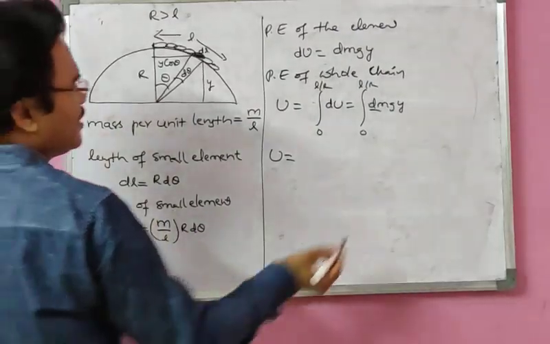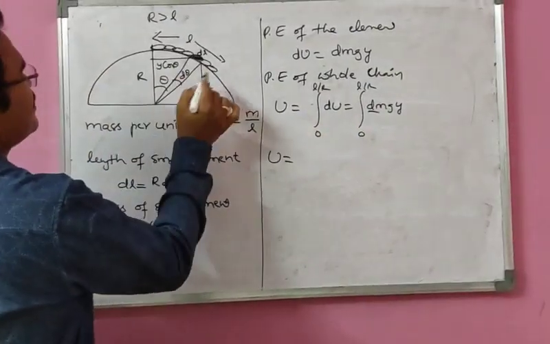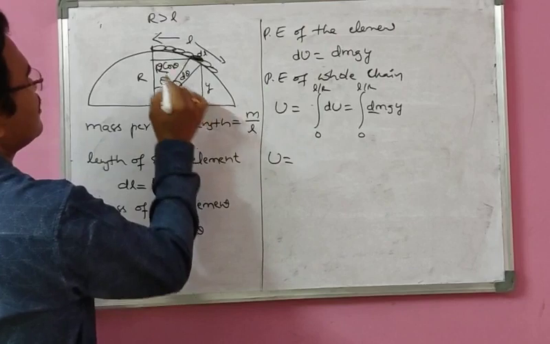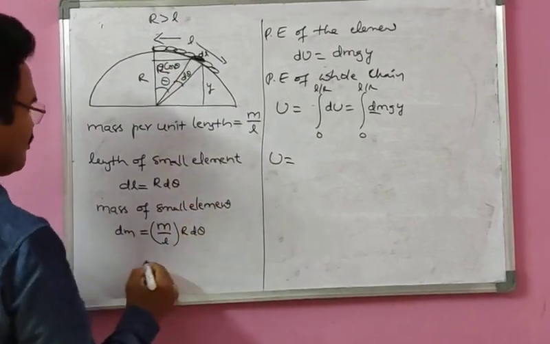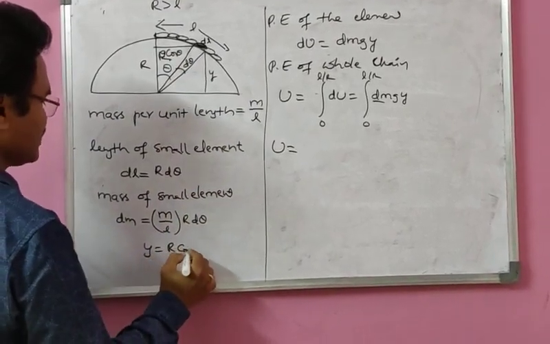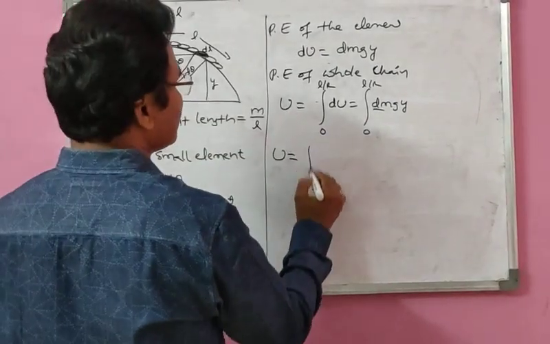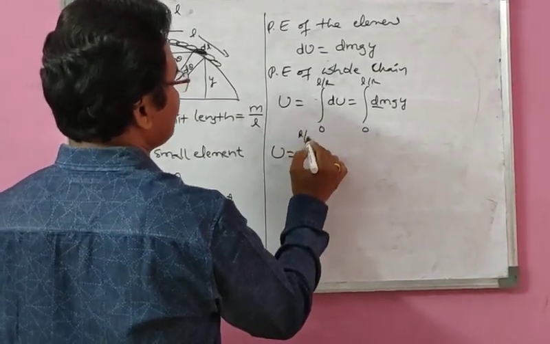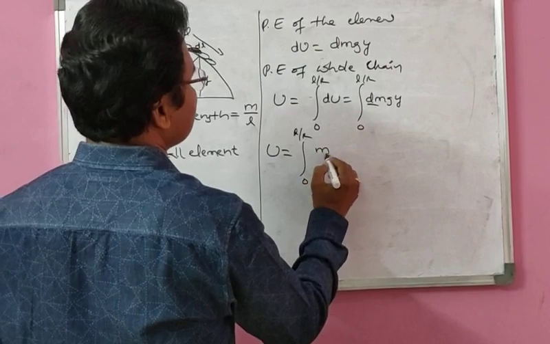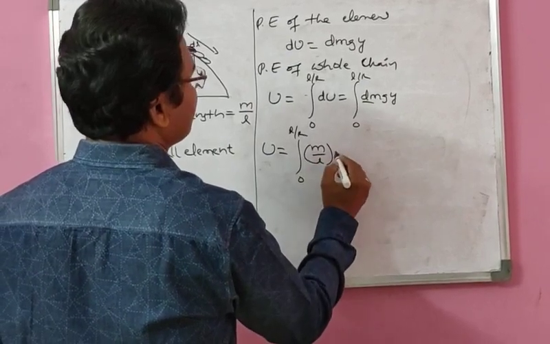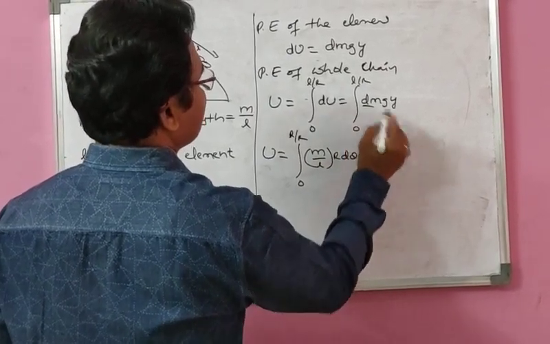M by L r d theta. Y value, how much here? This is, I'm sorry, r cos theta. This is r cos theta. Y equal to, we can write r cos theta. So integral 0 to L by R dm means m by L r d theta.